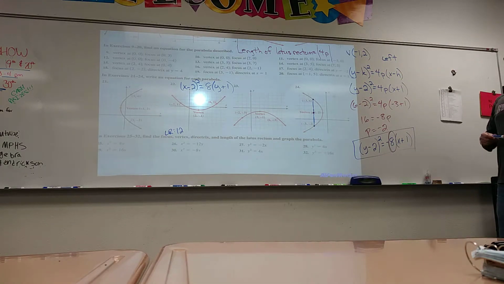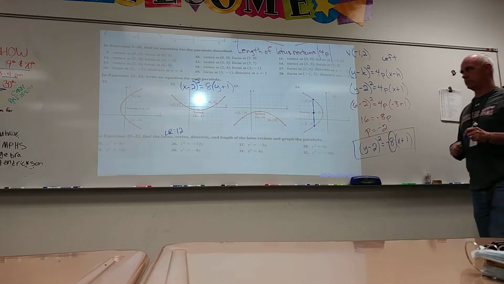What's the next easiest thing to find for number 26? The vertex. What's the vertex?